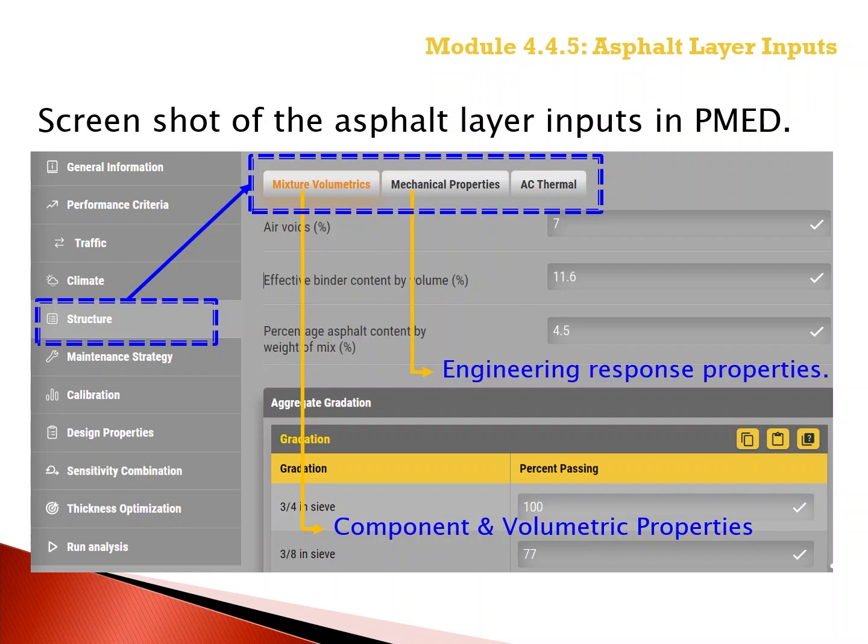The asphalt mechanical properties, which include the engineering response properties and the individual asphalt layers. And the asphalt AC thermal tab, which includes the thermal properties of the individual asphalt layers. The asphalt layer properties or input variables will be defined later in the module. The software will be used to show where the input parameters are located relative to the different hierarchical input levels. So now let's open the software for new asphalt layers.